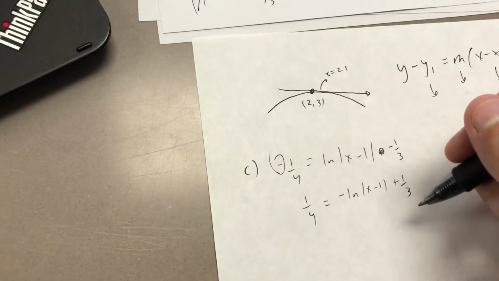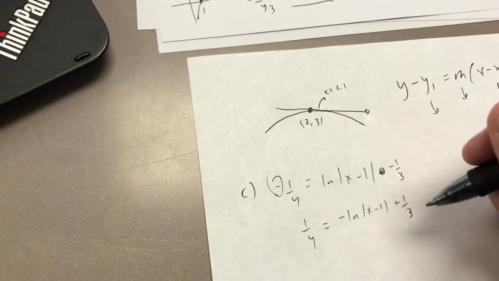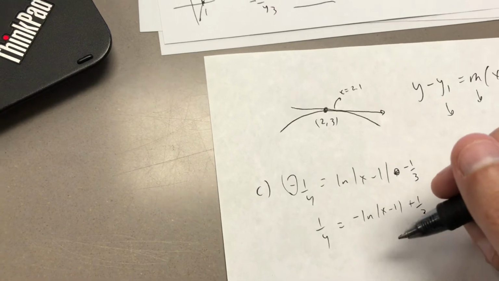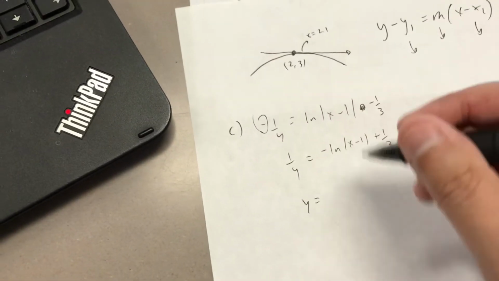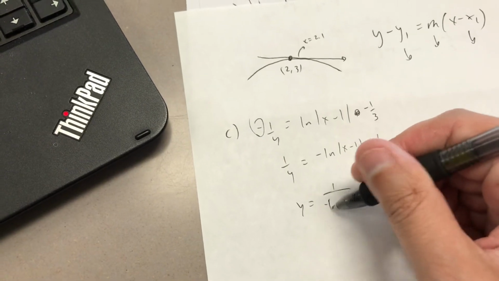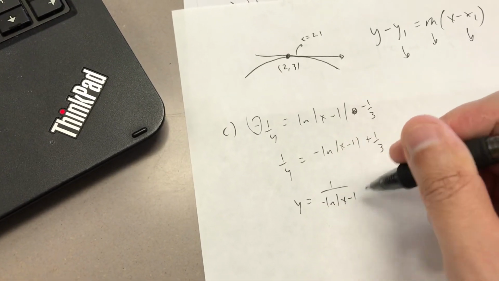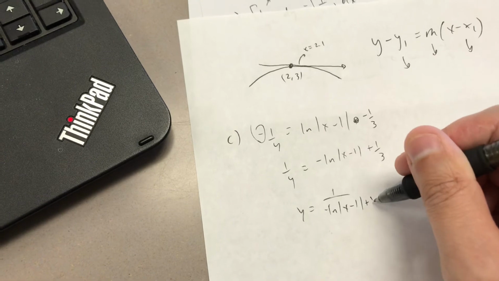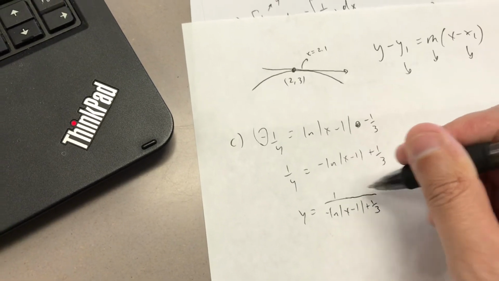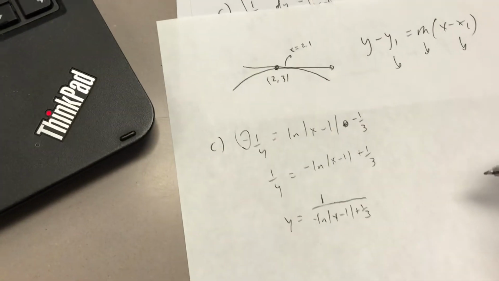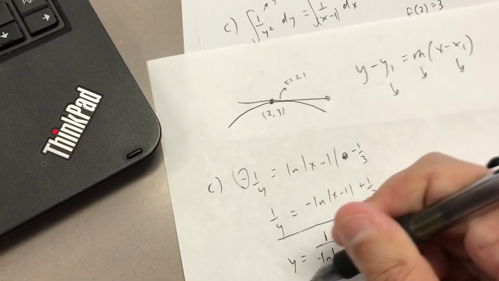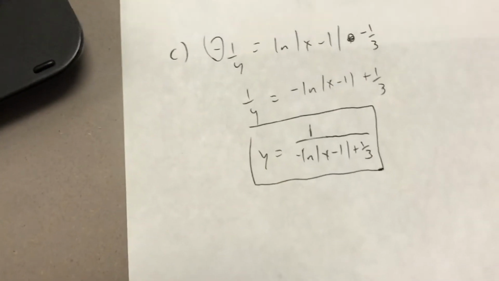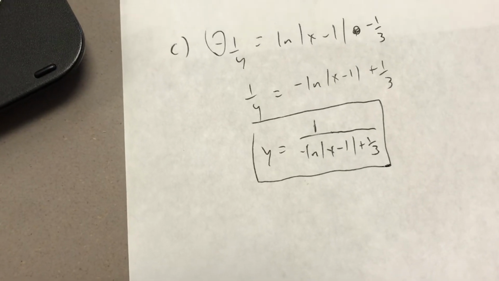And then I want the reciprocal, so why don't we just take the reciprocal of both sides? You're technically taking both sides to the negative 1 power, and that's going to give you y equals 1 over negative ln of the absolute value of x minus 1 plus 1/3. And again, you could multiply the top and the bottom by 3 to try to get rid of that fraction, but they don't ask you to simplify things on the AP exam for your response, so you don't really have to worry about it there.